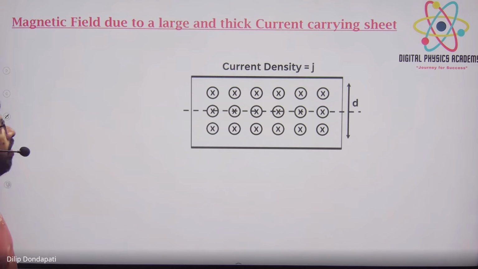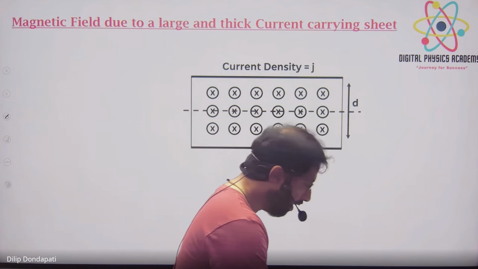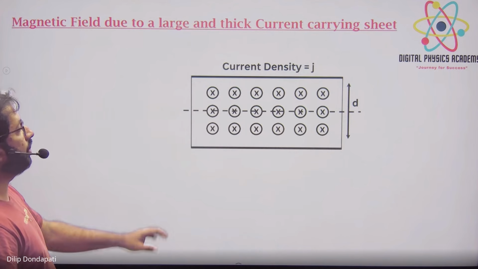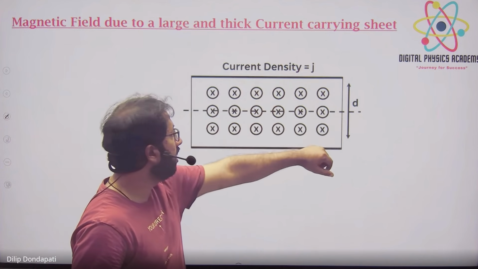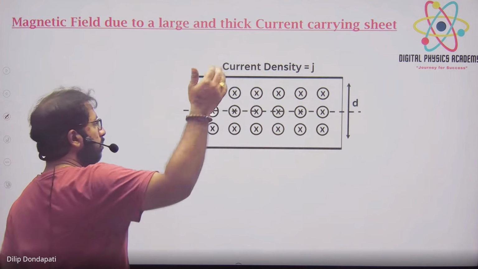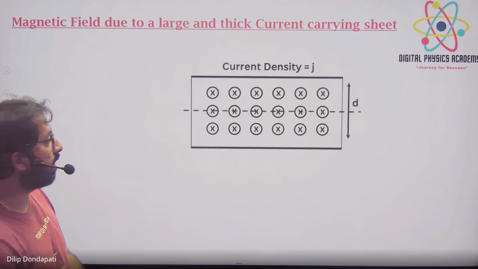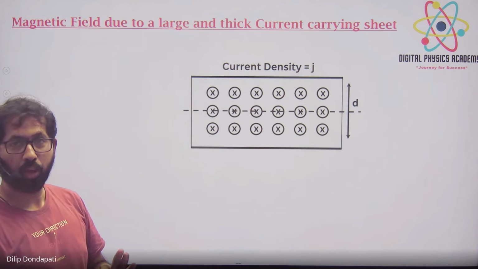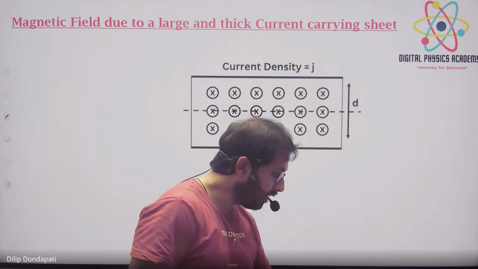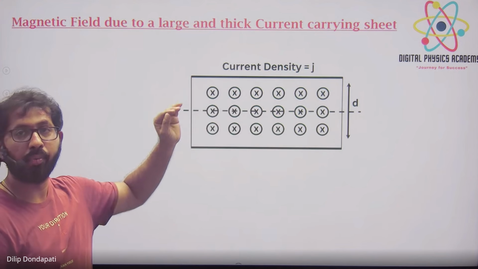Now, magnetic field due to a large and thick current carrying sheet. This is an advanced model, don't take tension, no need to be scared. A large and thick sheet, the thickness or width of the sheet is d. Our interest is to calculate the magnetic field at outside and inside points, that's it, using Ampere's circuital law. Since there is some thickness and area, we use current density, which we already know is current per unit area.